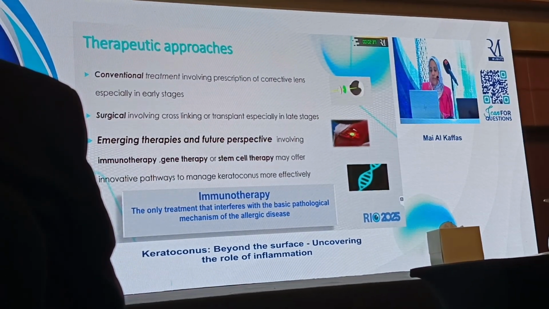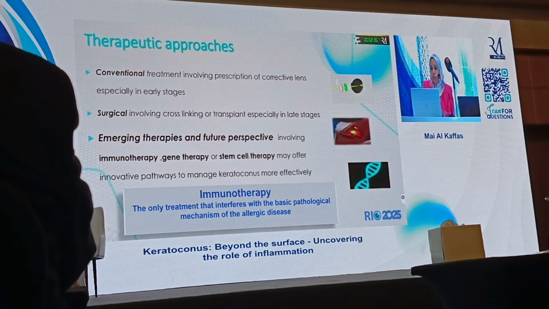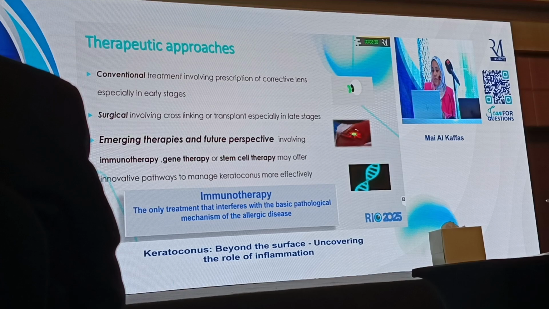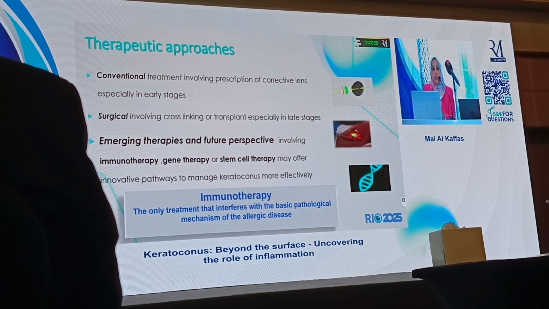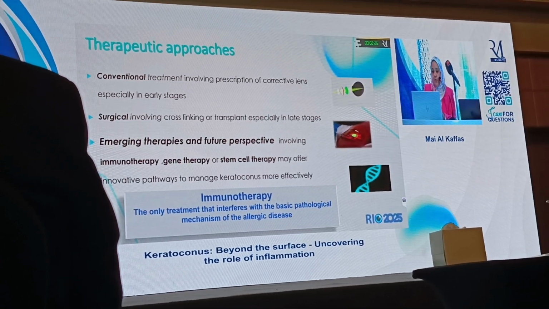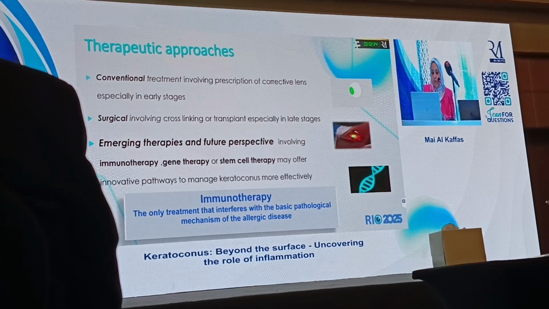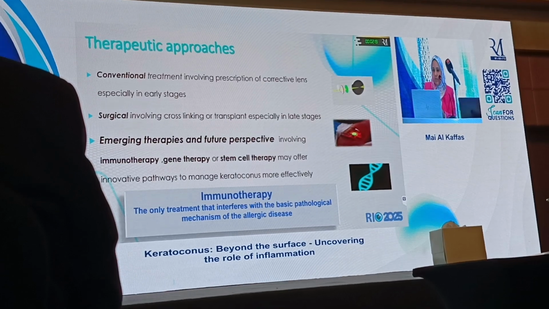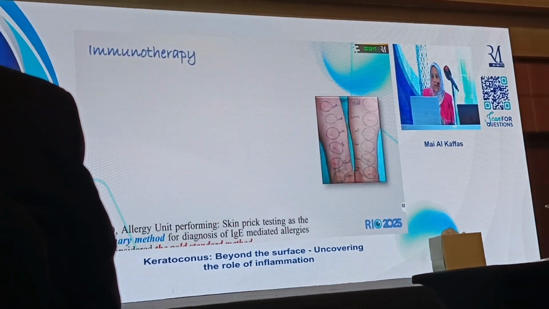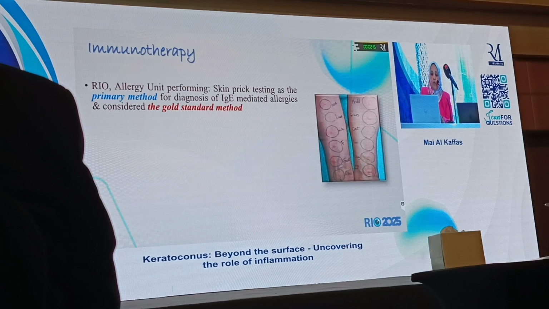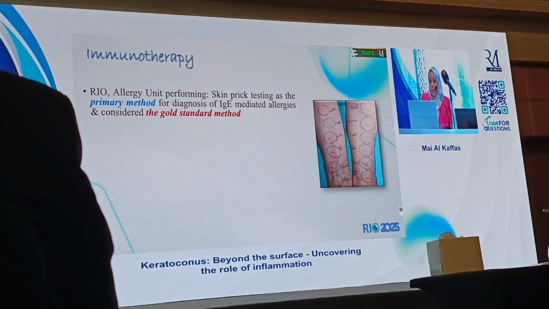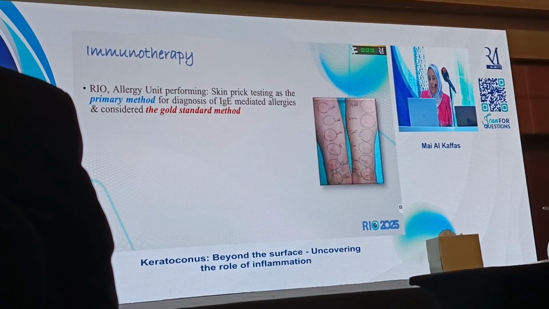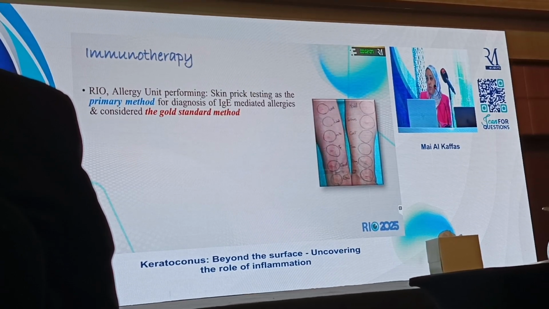Therapeutic approaches here are very important. Simple ones include glasses and contact lenses, more aggressive ones are surgical, such as cross-linking and transplant, and the future perspective includes immunotherapy, gene therapy, and stem cell therapy. Regarding that, immunotherapy is the only treatment that interferes with the mechanism of allergic diseases. In Rayo, we have a large allergy unit performing the skin prick test, which is the primary method for diagnosis of immunoglobulin E mediated allergy, considered the gold standard.